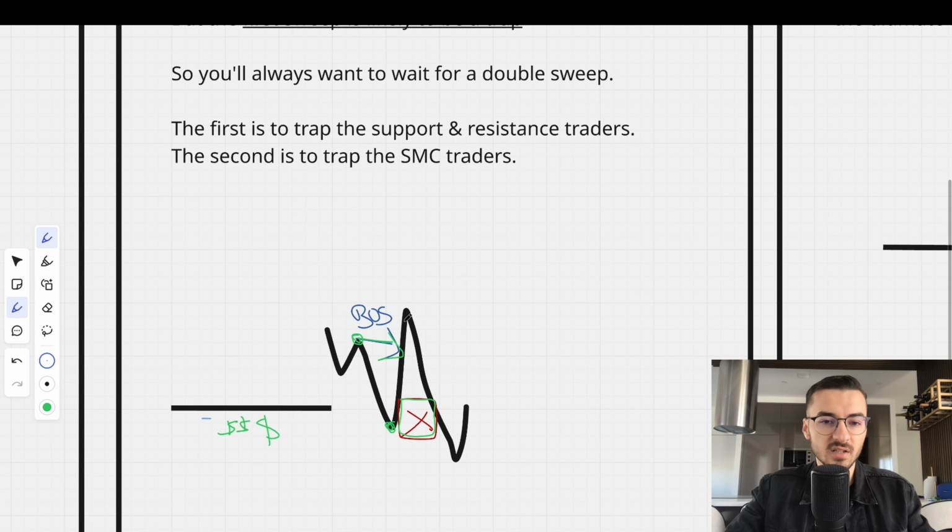What's gonna happen here is that price is gonna take them out again. Well, not again, but as you can see, in this low, we took out the support resistance traders, right? And in this low right here, we took out the SMC traders. So now that everybody's out, that's where I position myself.